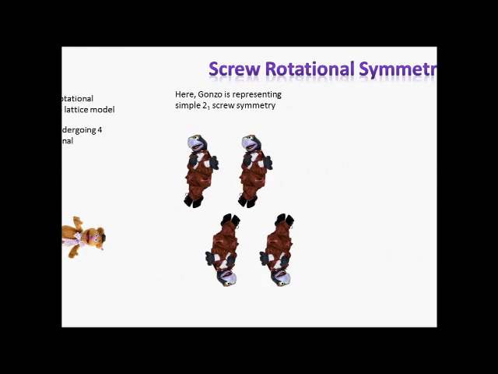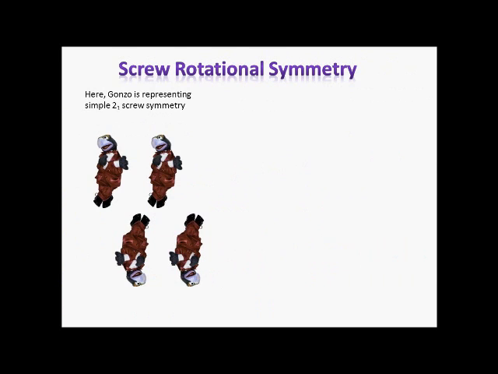With screw rotational symmetry, as well as rotating around a plane, each rotation is staggered so that one's moved slightly further up by the time it's rotated round. On this page we have Gonzo demonstrating simple 2-1 rotational symmetry. So he moves around 180 degrees and he's moved along a little bit more each time he does that.